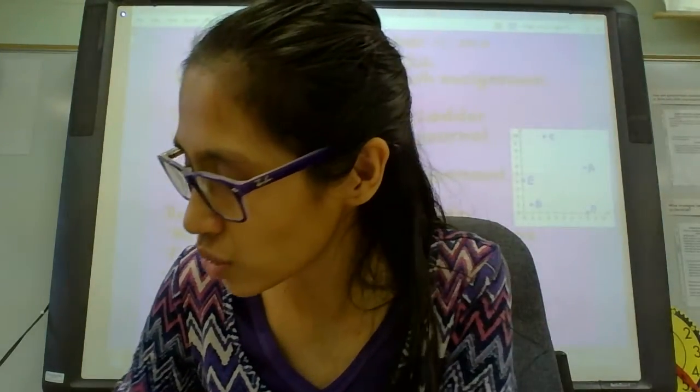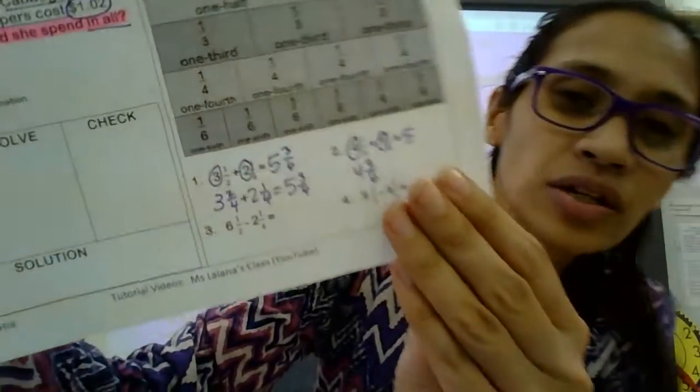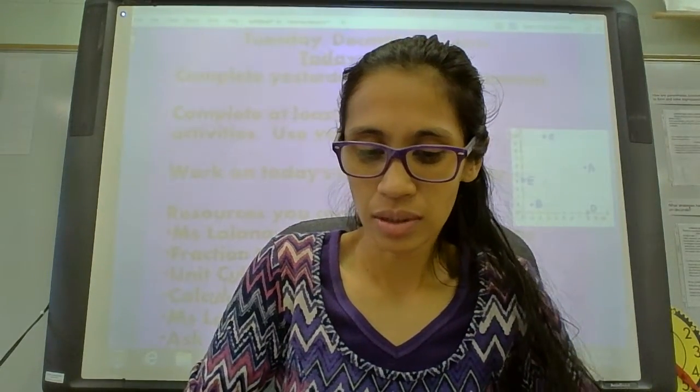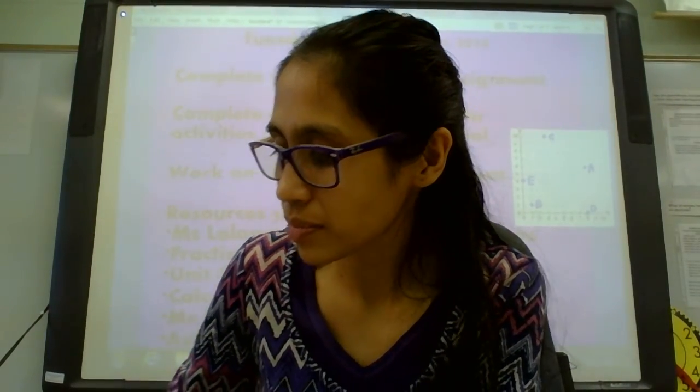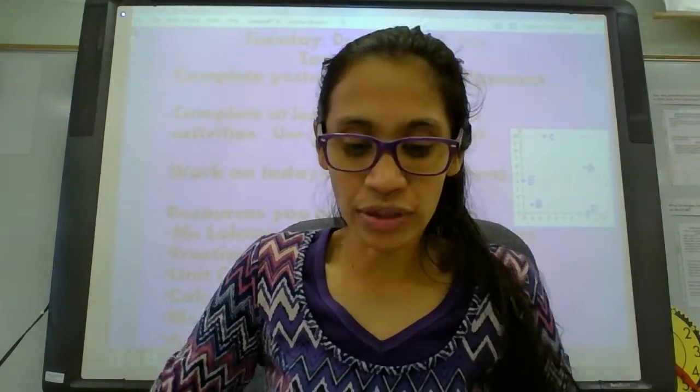So write that down. You have 4 2/6. Look right there. 4 2/6 plus 1 1/6. So what do you have? If I have 2/6 and 1/6, put them together. 3/6. Write that down. So we have 5 3/6. Just like that. But guess what? We can simplify, reduce that 3/6.